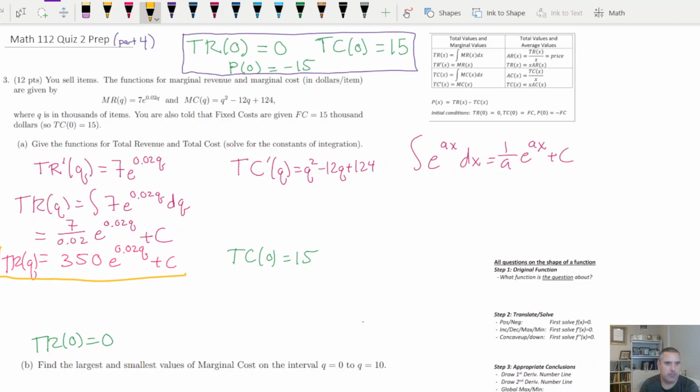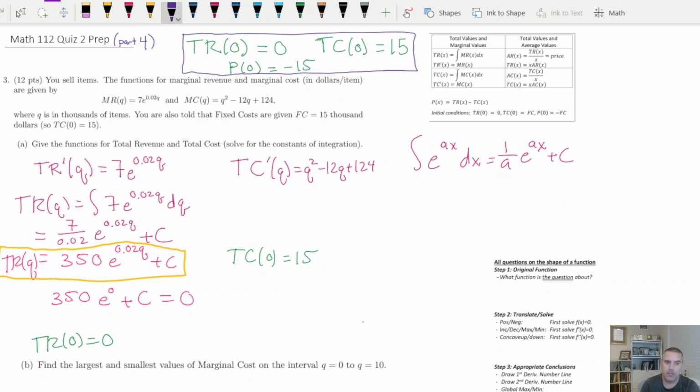Now somebody's asking me about this on the discussion board. They're saying, I don't know how you got 350. I thought this was supposed to be 0. That's the question they're asking. So let's talk about what initial conditions mean again. They don't mean that C is 0. They mean you have to plug it in. So this means that when you plug in 0 for Q, which would be 350 e to the 0 plus c, that you get 0.